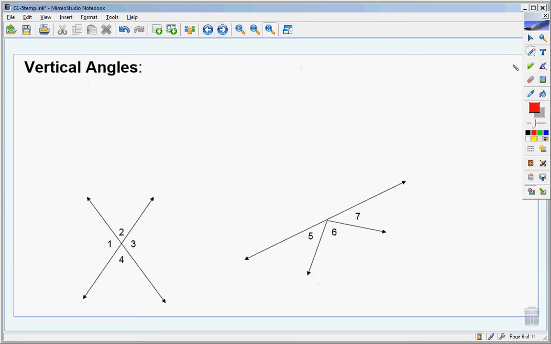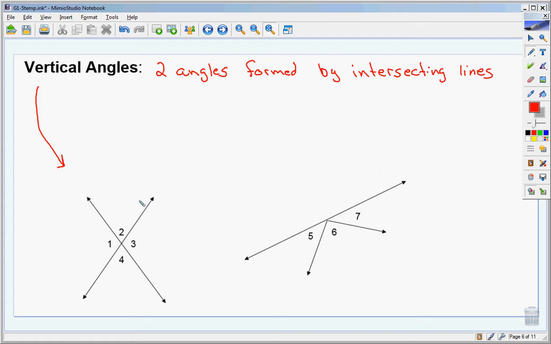Vertical angles: two angles formed by intersecting lines. Which one of the pictures is going to have vertical angles in it? The first one or the second one? The first one, because those have lines, and this one has a line and two rays. But they are not adjacent.